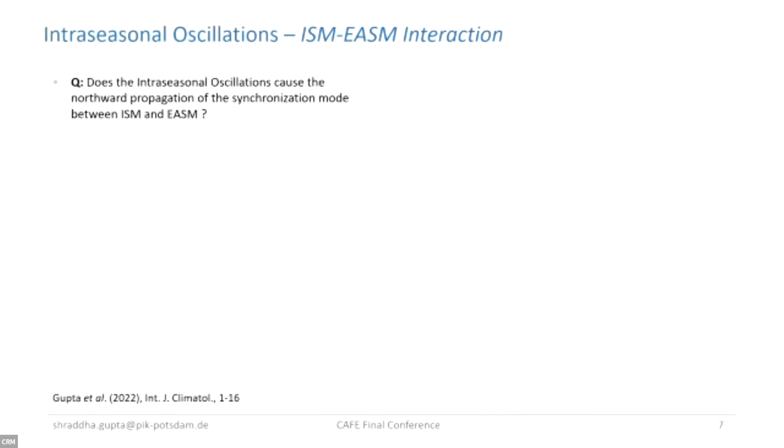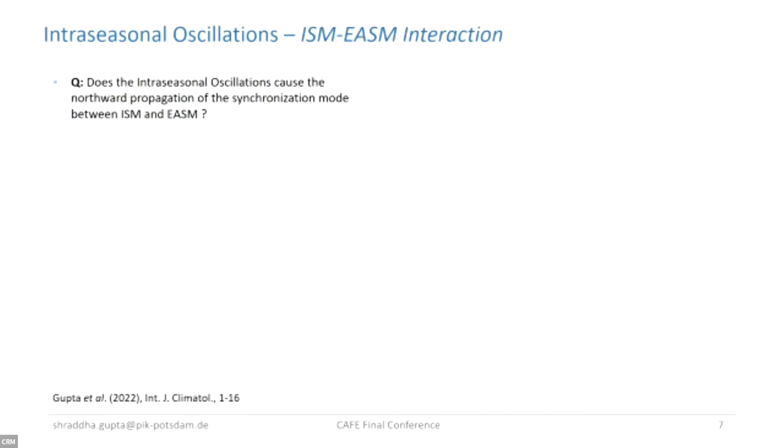So the next question was, what is the role of the intraseasonal oscillations in this northward propagation of synchronization in the monsoon season? Because there were many previous studies which suggested that this northward propagation of synchronization was mostly due to the role of the intraseasonal oscillation.